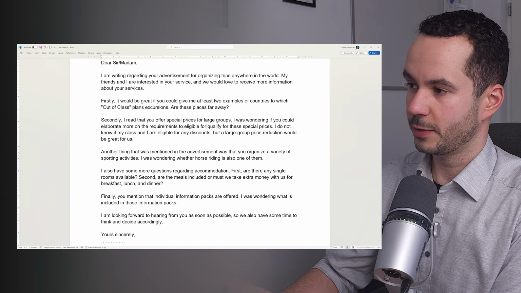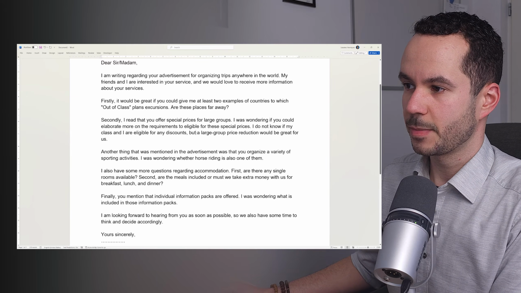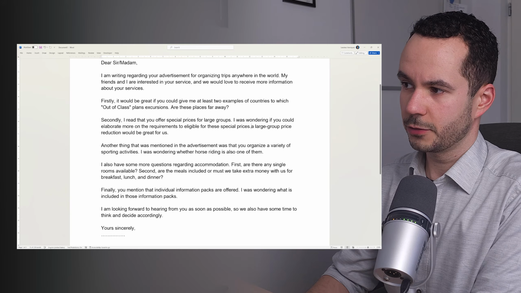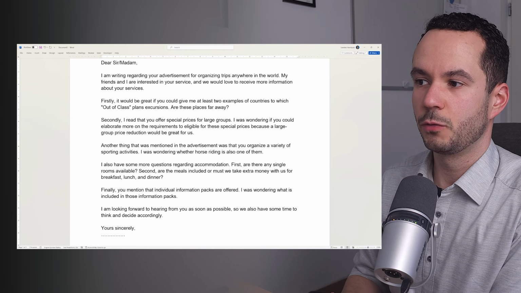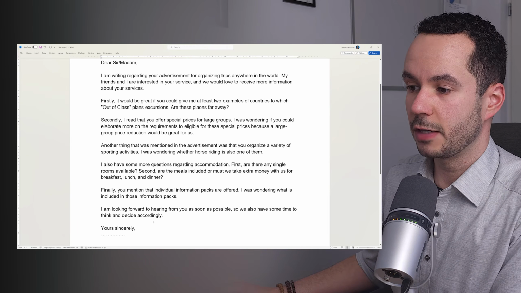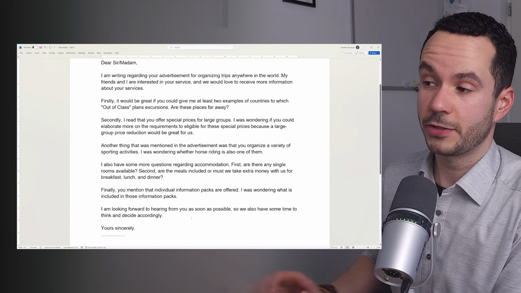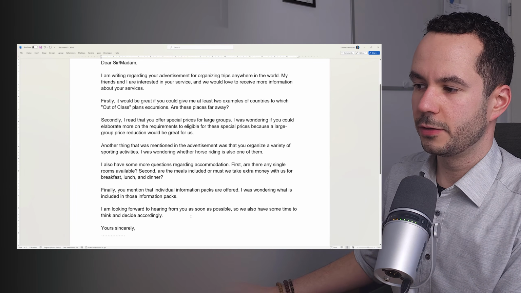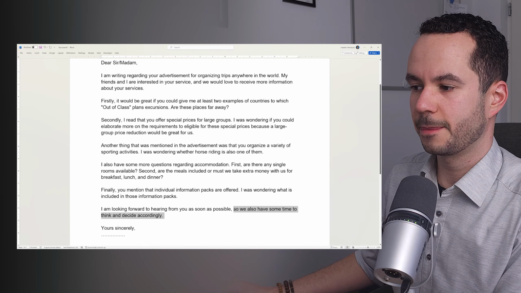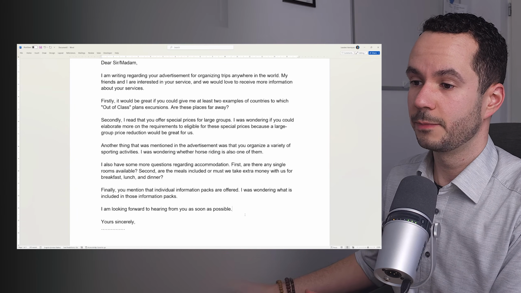for these special prices. And then I'm going to say, because a large group reduction would be great for us. And then we've already saved a few words. Let's see how many. So we've saved 14 words, so that's good. We could also say that we remove so we have some time to think and decide accordingly. And that also saves a few words, of course.